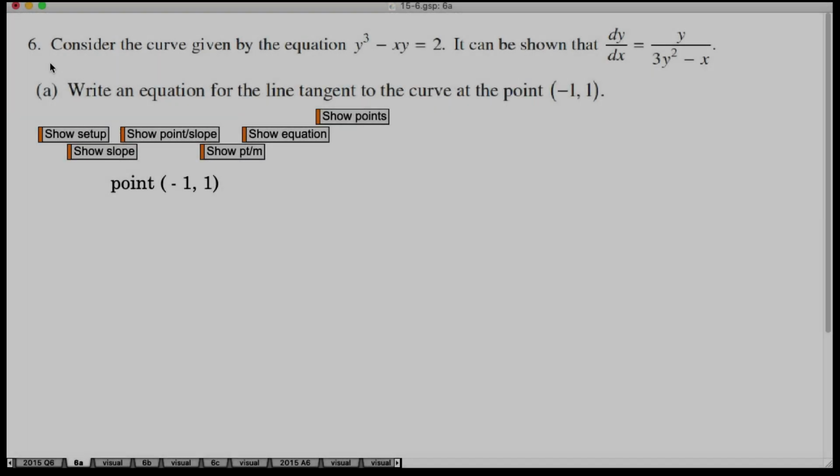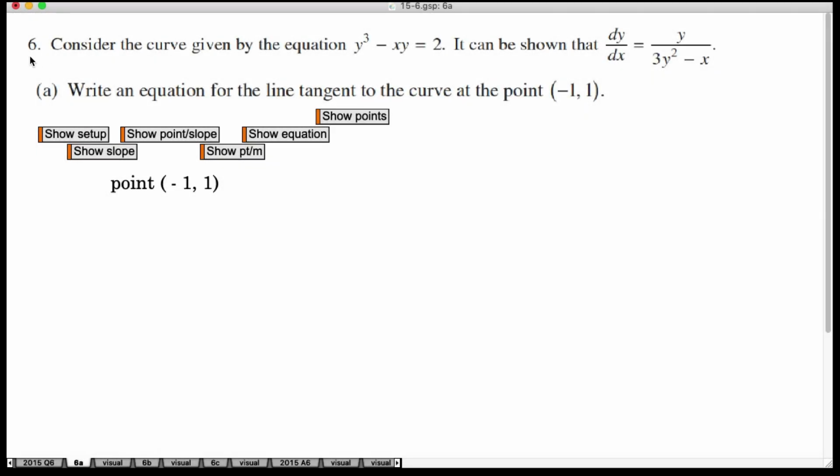Calculus AB 2015 AP exam question number 6. It says, consider the curve given by the equation. Here's the equation right here. It can be shown that dy/dx is equal to, and here's an expression for the slope function on this curve. Okay, so the first part says, write the equation for the line tangent to the curve at the point (-1, 1).